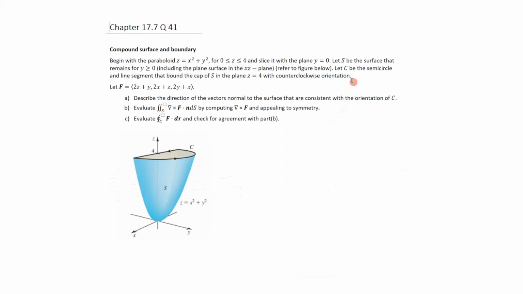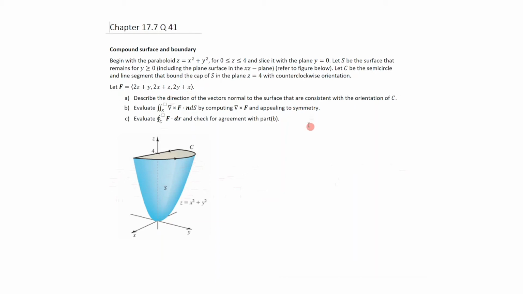We're going to let C be the semicircle and line segment, that's this semicircle and line segment, that bound the cap of S in the plane z equals 4. So this basically is in the plane z equals 4, and you can see that this is going in a counterclockwise direction. And F has this particular form: 2z plus y, 2x plus z, 2y plus x.